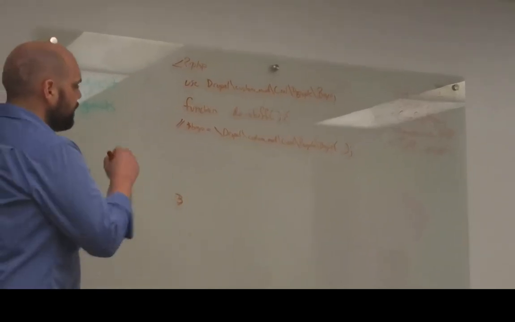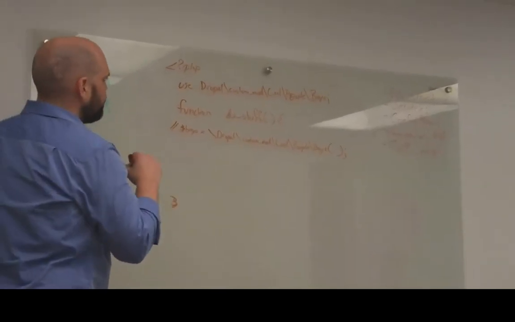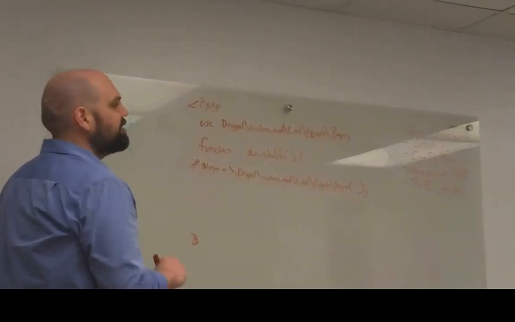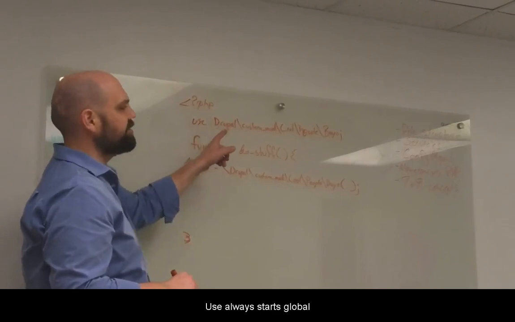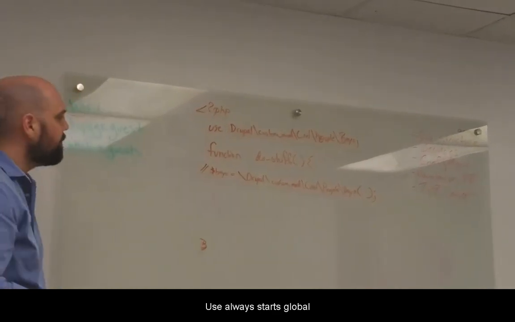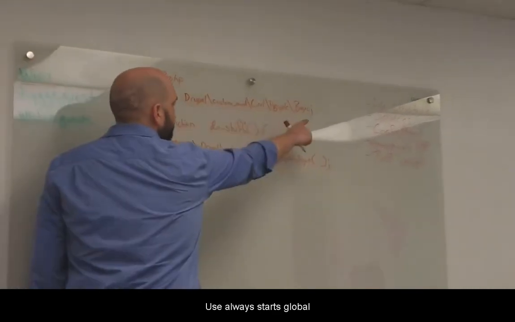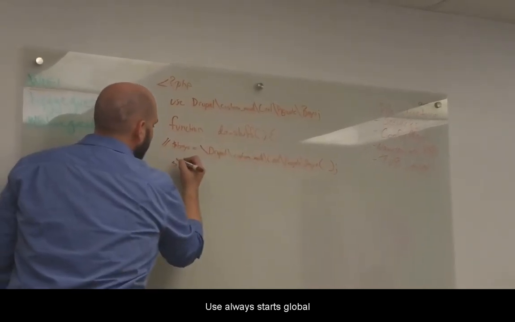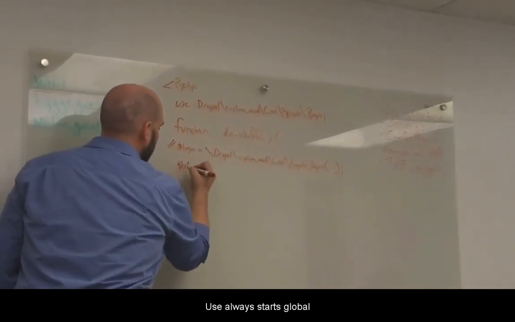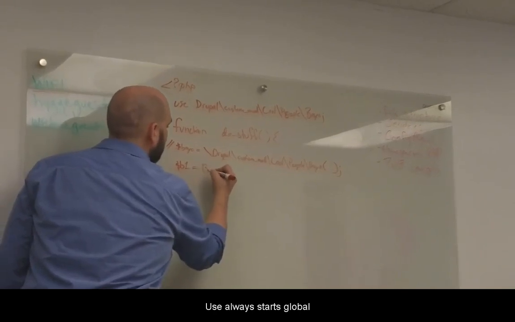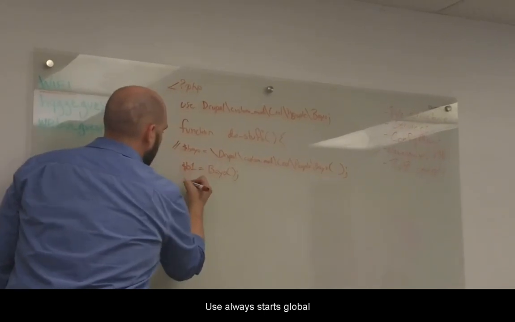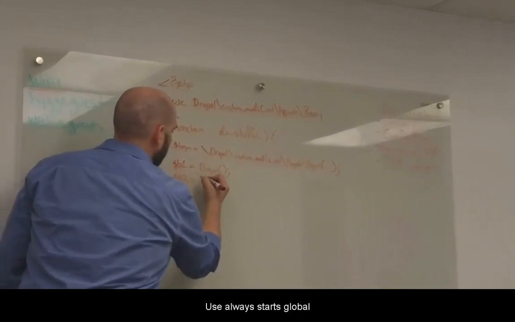Because when you use the use keyword, it doesn't care where you are. It always starts at global. The use keyword is always the global reference. So now that I'm using this fully namespaced class, I can just say B1 is bio. B2 is another bio.